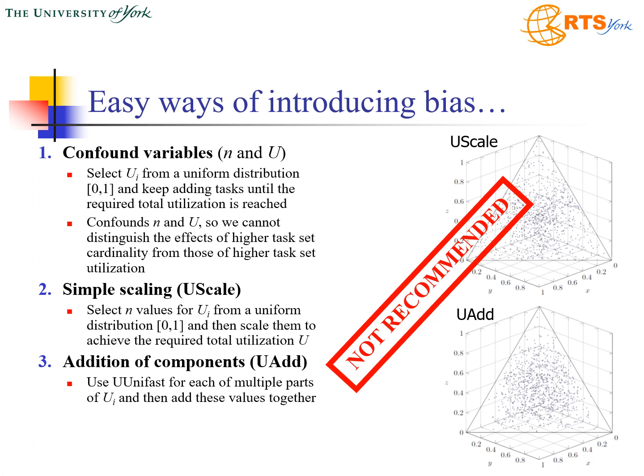Another method called U-scale selects n values of individual task utilizations from a uniform distribution and then scales them to achieve the required total utilization. The figure at the top of the slide shows that this results in a distribution of task utilization vectors which is not uniform across the valid region. This also happens and is shown in the diagram at the bottom of the slide for a method called UAdd. Here, UUnifast is used for each of multiple component parts of individual task utilizations, and then these partial values are added together.